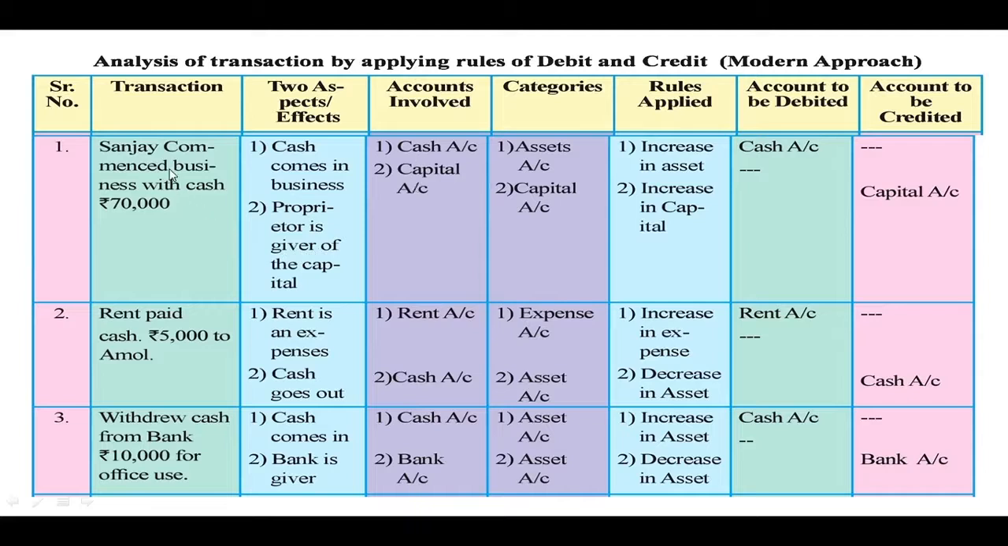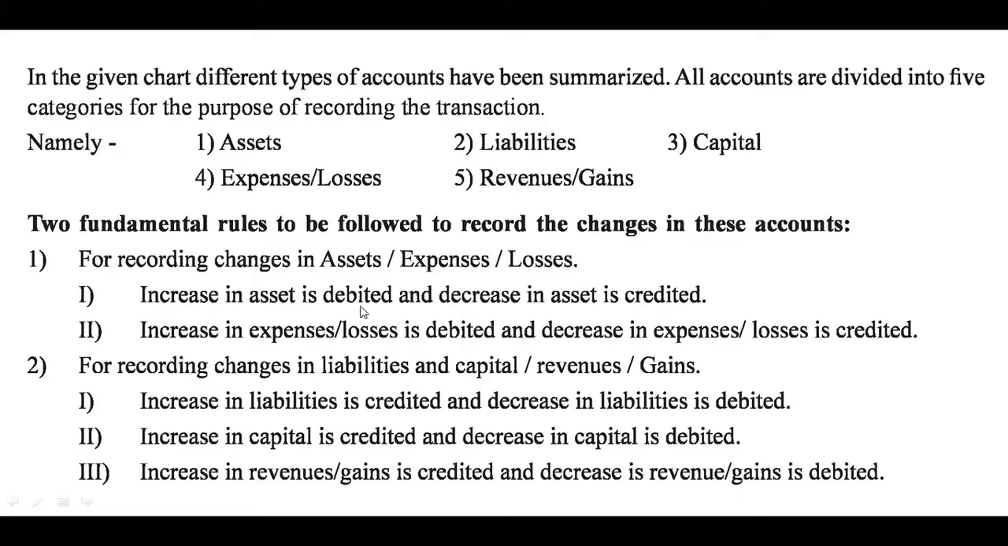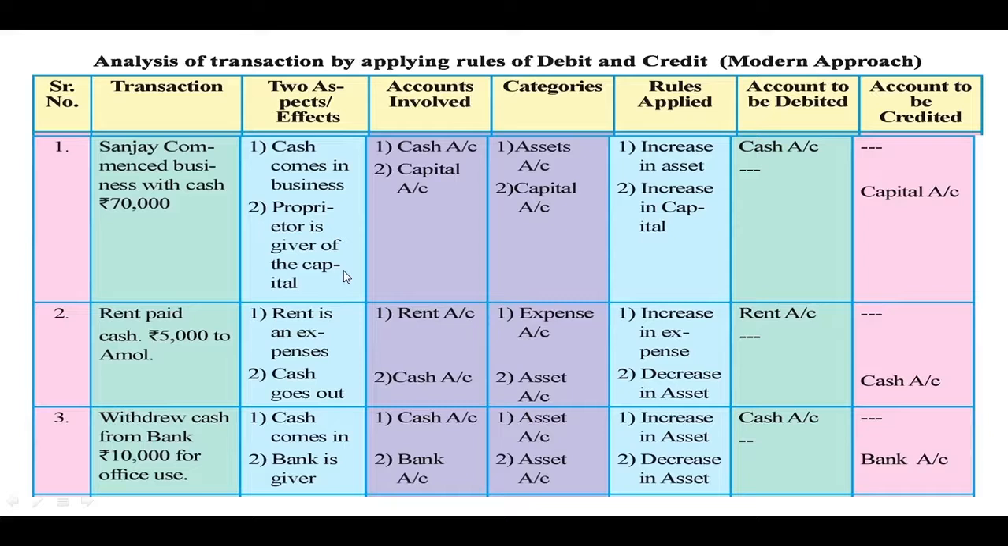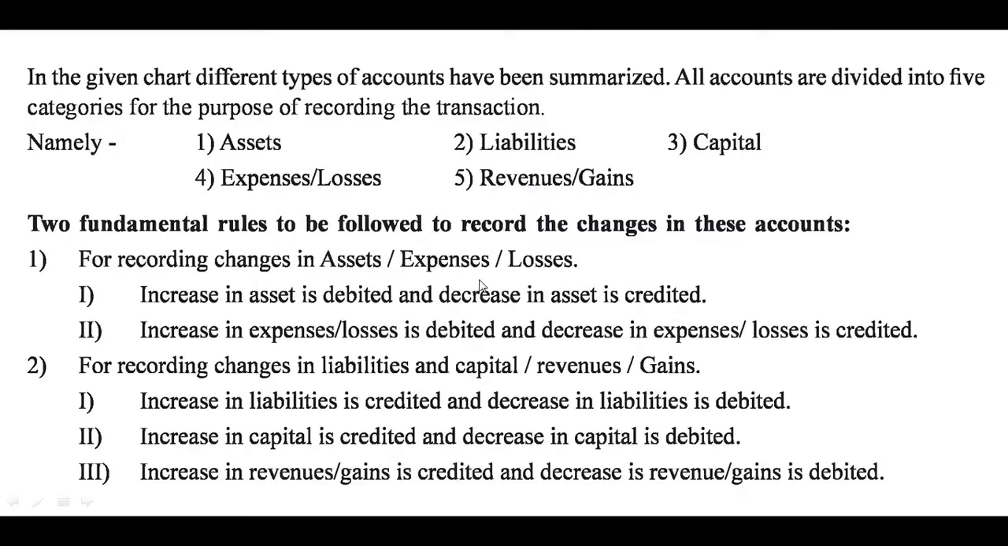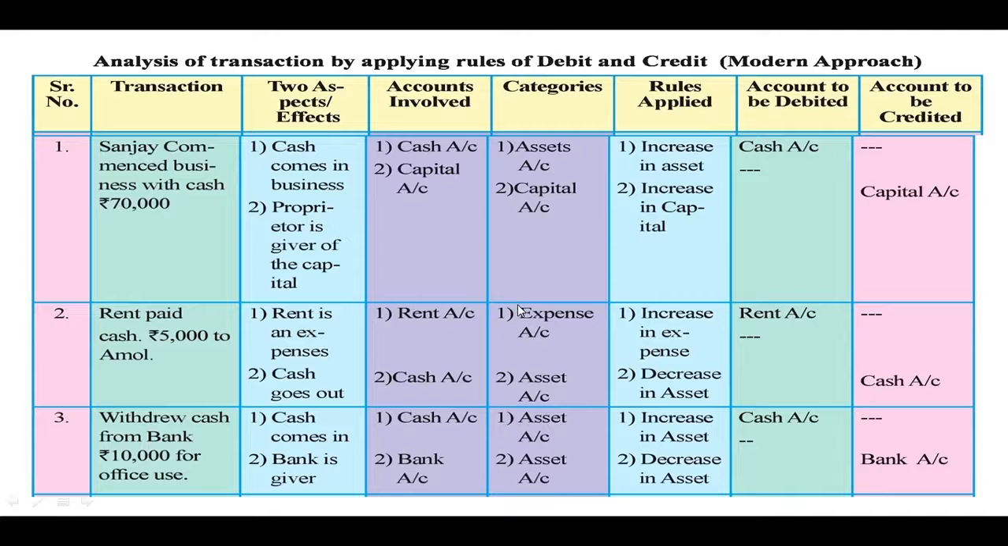Which two accounts are involved in this transaction? First is the cash account and second is the capital account. Now cash is the asset account. Now here, as per the rules, we have seen that increase in asset is debited. So we have to follow this rule. Here cash comes in the business, so there is an increase in asset, so that is why cash account is debited. Now capital account, there is an increase in the capital. So as per the rule, we have seen here that increase in capital is credited. Here you can see in the second point, increase in capital is credited. So that is why here account to be credited is capital account.